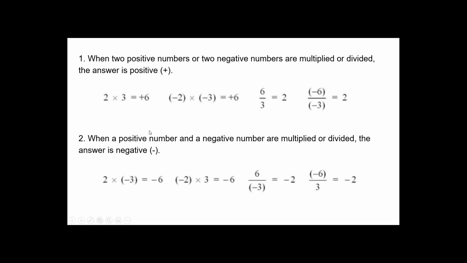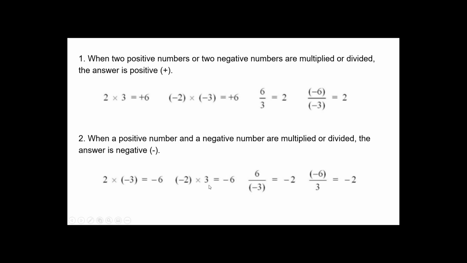When a positive number and a negative number are multiplied or divided, the answer is negative. So here we are repeating the same problems, but one is positive and one is negative. So we have 2 times -3. The negative sign does not cancel out, so our answer is -6. In this case, you will write a negative in front of the 6.